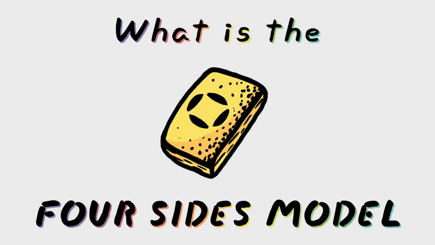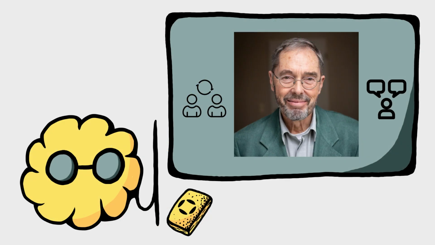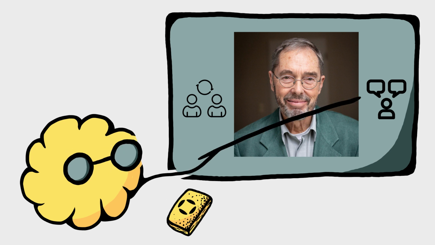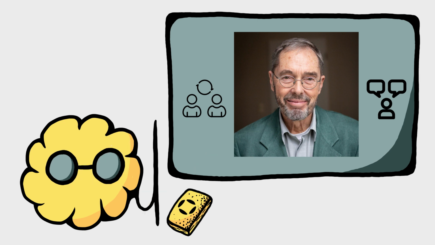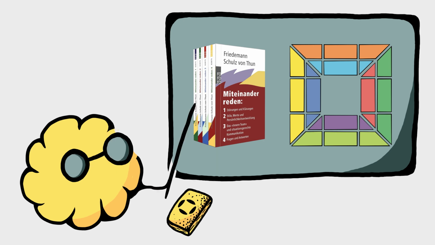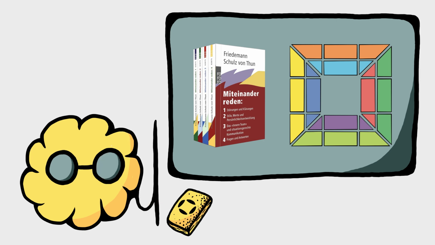What is the Four Sides model? Friedemann Schulz von Thun is a German psychologist born in 1944. He dedicated his career to the study of inter- and intrapersonal communication. These two fields focus on the communication between people and within oneself. It is in his most well-known publication, Miteinander reden, which loosely translates to talking to one another, that he presents the Four Sides model in detail.